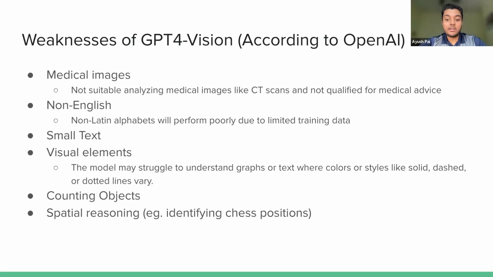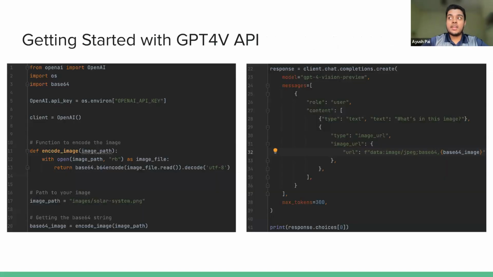By being aware of these limitations, we can really set realistic expectations and apply the API in scenarios where it can perform most effectively. And it's a reminder that the AI, while powerful, is an augmentation to human capabilities, and it's not really a replacement yet. So let's use these insights to direct future research and improvements in this field. And so let's just get started with the GPT-4 API itself.